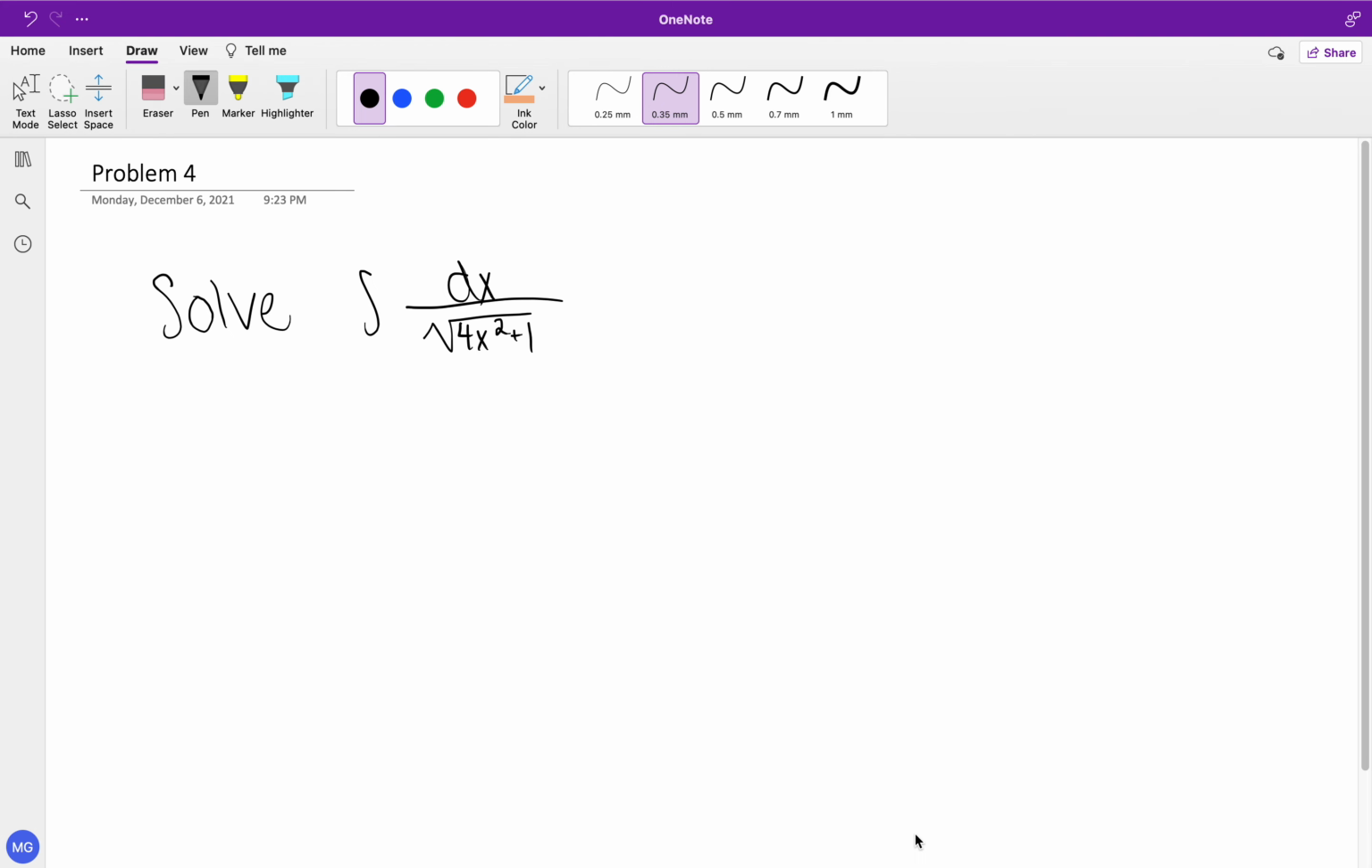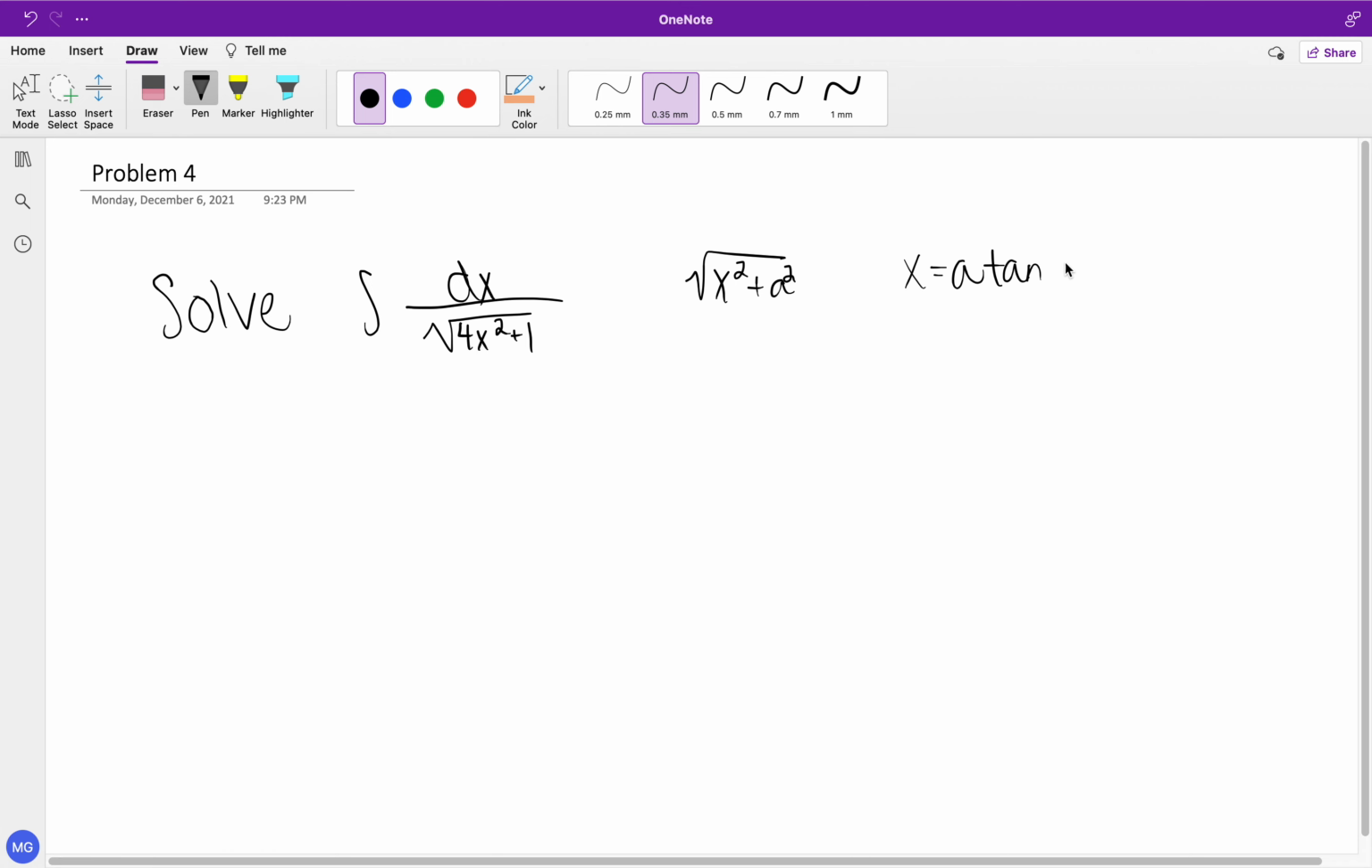For problem 4, we have to solve the integral of dx over the square root of 4x squared plus 1. For this problem, we can use trig substitution. If we can manipulate the denominator to look like x squared plus a squared, we can use trig substitution with x equals a tangent of theta.